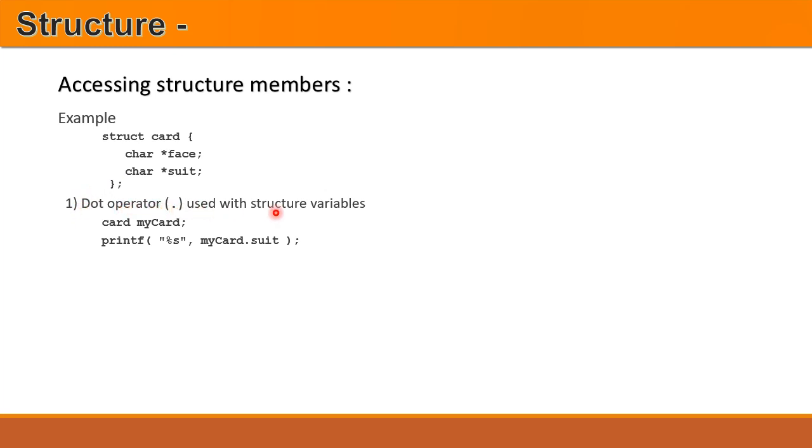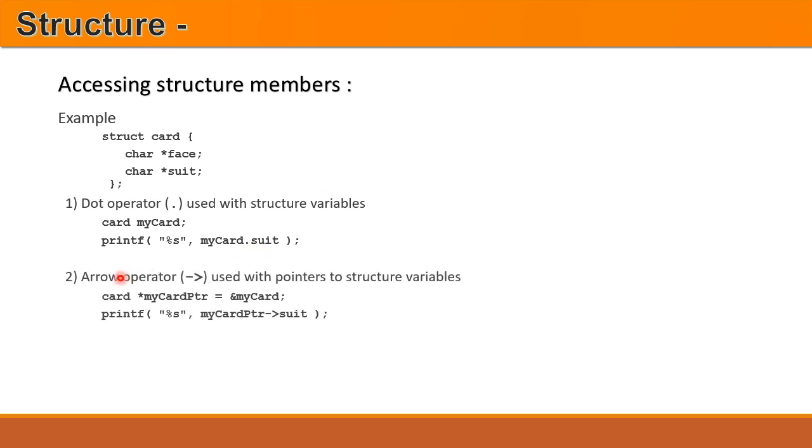The dot operator is used with structure variables like mycard. Mycard is a variable of the card structure. If we have to access the members of mycard, that is face or suit, they will be accessed using the dot operator, like mycard.suit and mycard.face.